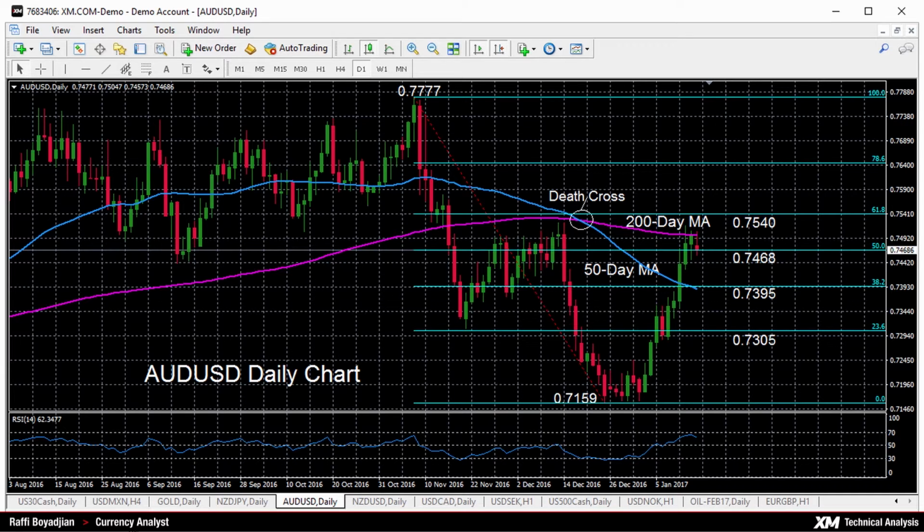Today we will look at the major commodity pairs, the Aussie dollar, the Kiwi dollar, and the dollar loonie. So let's start with the Australian dollar versus the US dollar.